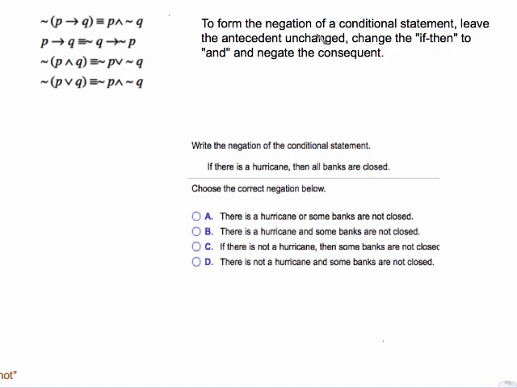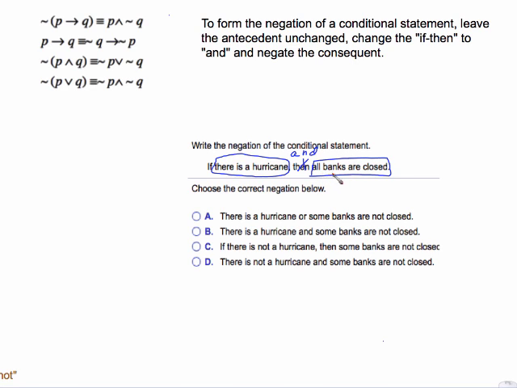To do this, we're going to follow this up here, leave the antecedent unchanged. So there is a hurricane. We're going to wipe out then, and in its place put and. And here's what we have to be careful of. We need to negate all banks are closed.